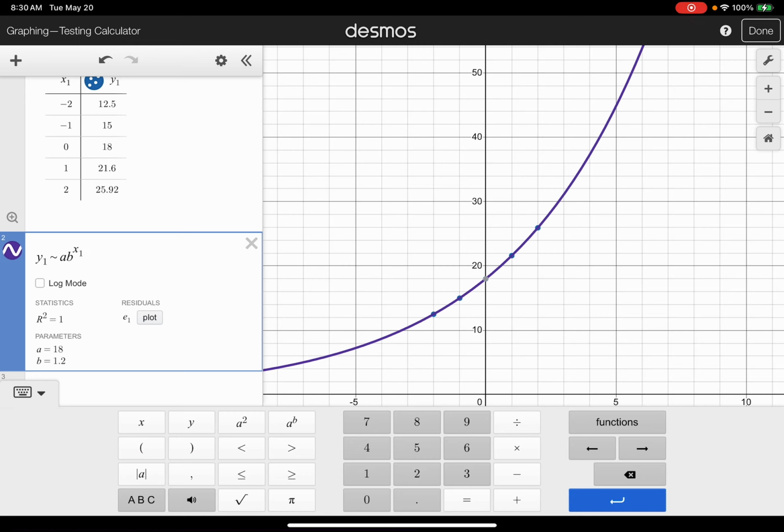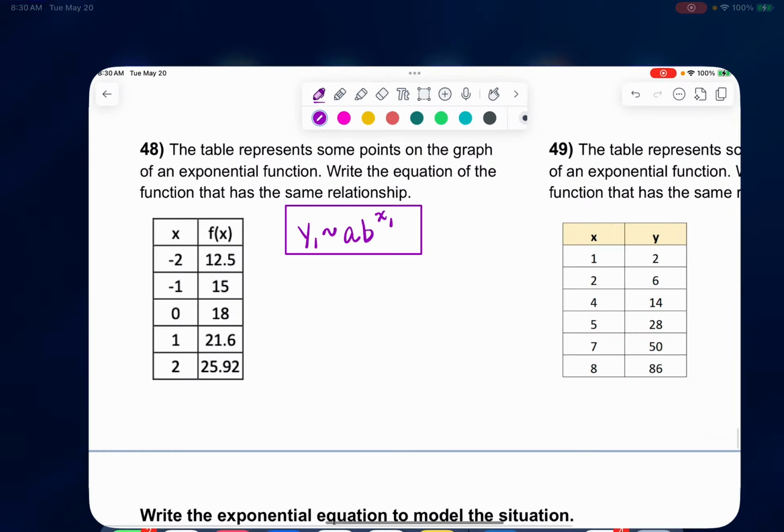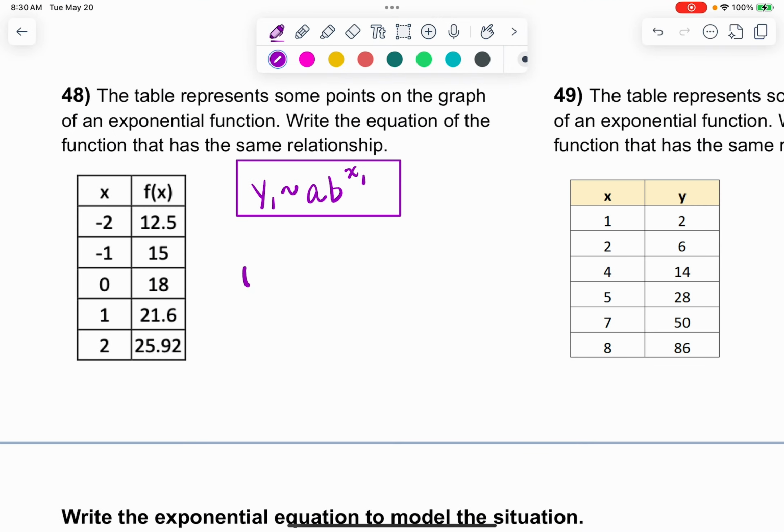Anyway, so the a is 18 and the b is 1.2. Right, so 18 and 1.2. So I'm going to come over here. So y equals 18 times 1.2 to the x power. Right, and that is our answer.